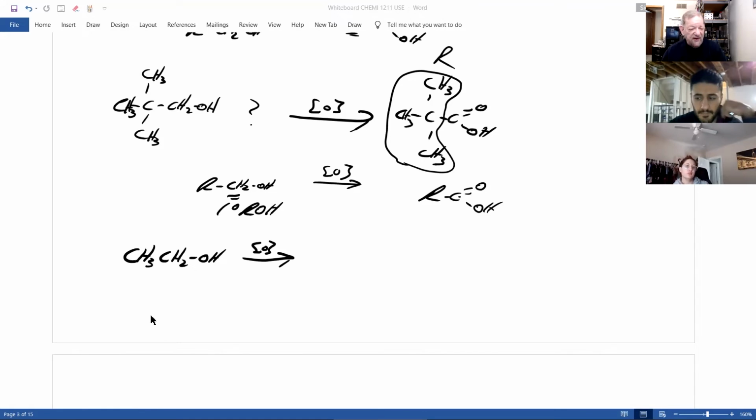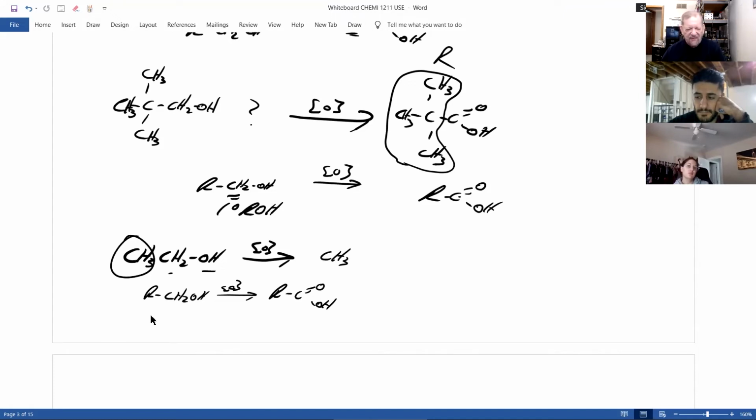And what's different here? Ooh, hydroxyl group on a carbon, a primary alcohol. I'm oxidizing it. And what do I get? A carboxylic acid. What's my R group? Oh, a methyl group. So I have a methyl group. This carbon becomes this carbon, a carbonyl with a hydroxyl group, and I get a carboxylic acid.